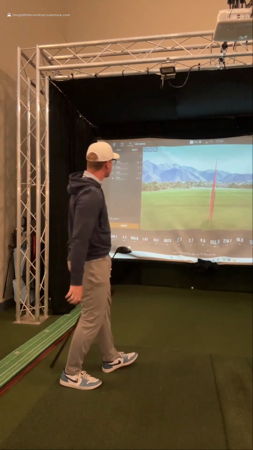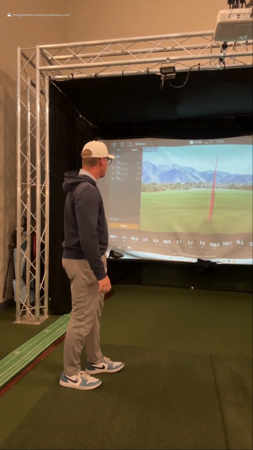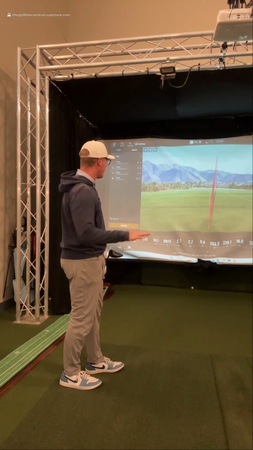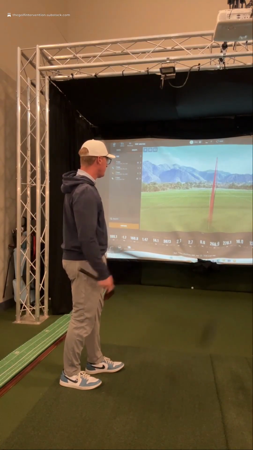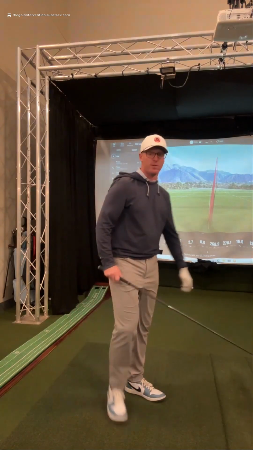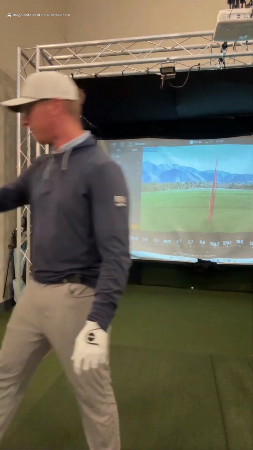There you go. There's 160 ball speed, 268, 269 carry, 278 total. But for a second driver swing of the day, I'd be decently happy with that.